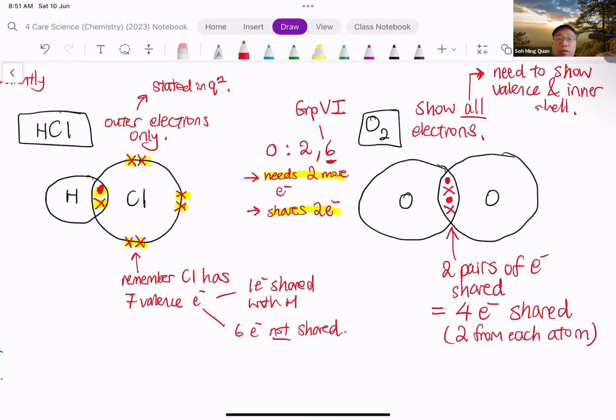Okay, so this is crucial. You need to realize that oxygen is in group 6, 6 valence electrons, it needs 2 more. If it needs 2 more electrons to achieve that fully filled outer electron shell, it needs to share 2 electrons. Sharing 2 electrons looks like this. 1 dot, 1 cross, 1 dot, 1 cross. So in total, you should have 2 pairs of 4 electrons which are shared.